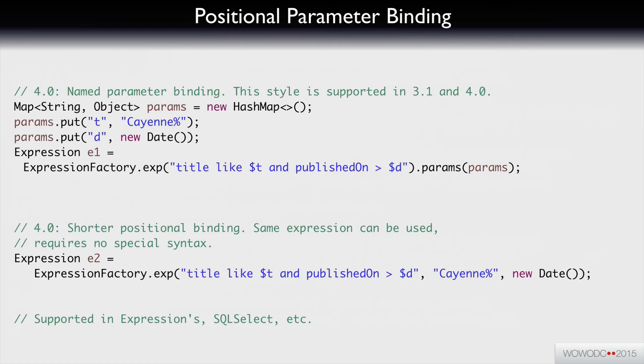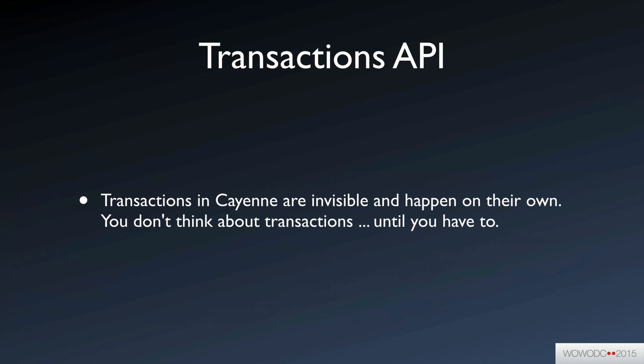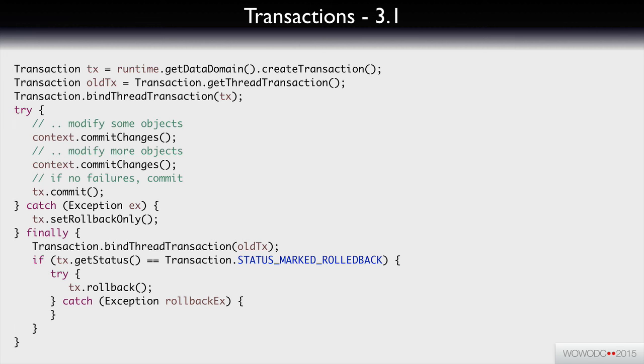So in Cayenne we have a few parameterized things. Transactions API. So most of you probably don't care about transactions because the framework does it for you. In Cayenne it's the same way. It's like transactions are invisible. They happen when you call commit or save changes or whatever, and you don't think about transactions until you have to. And that's when the fun starts.